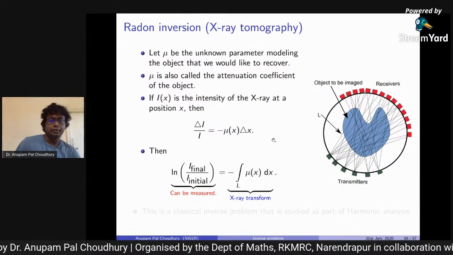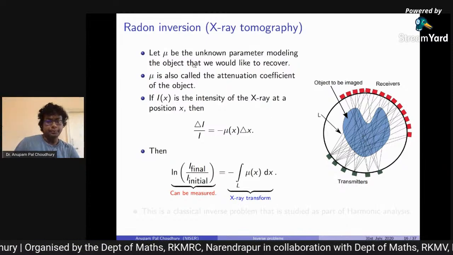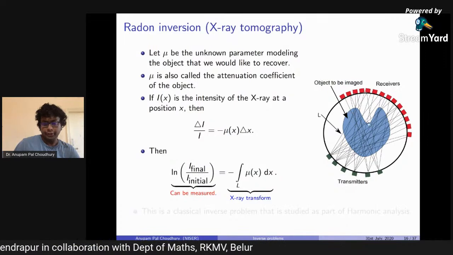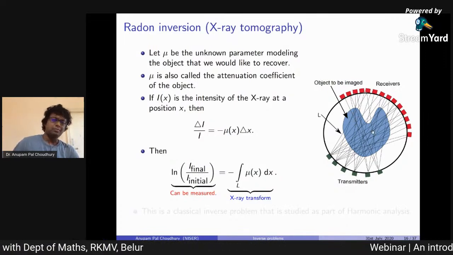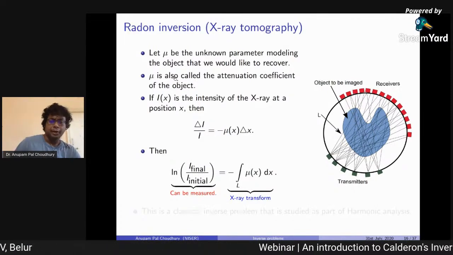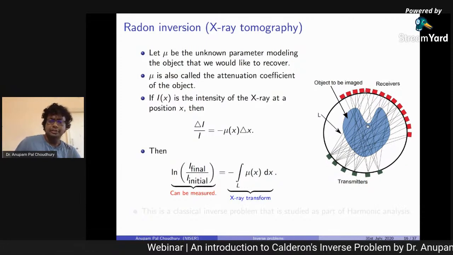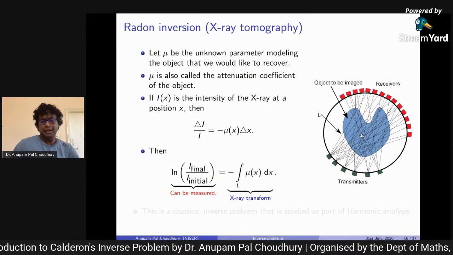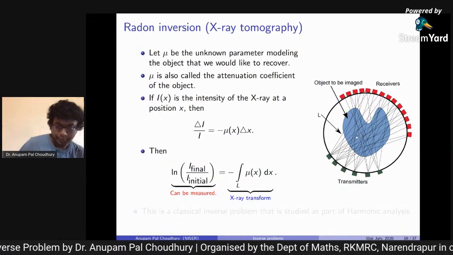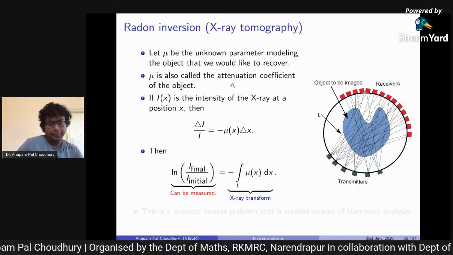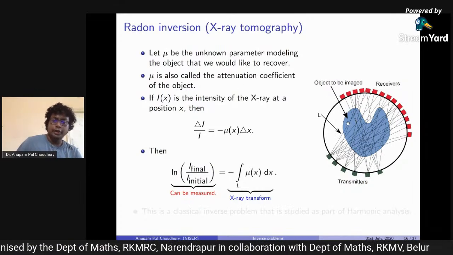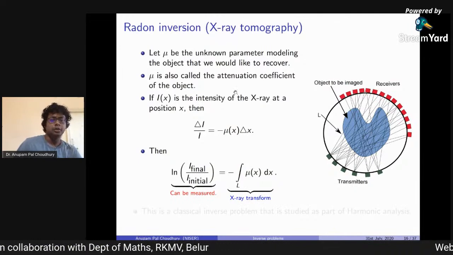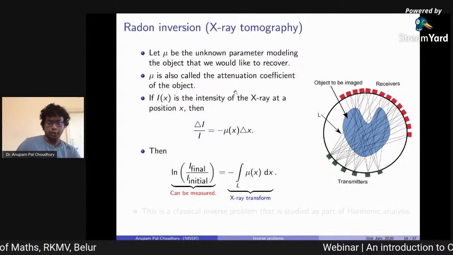So you have this unknown parameter mu usually. You have this object that is to be imaged. This mu is some unknown parameter which models this object. Mathematically speaking, let's just keep it simple: this mu is some parameter that, if we know it, we can infer a lot of properties of this object. This is also called the attenuation coefficient of the object.